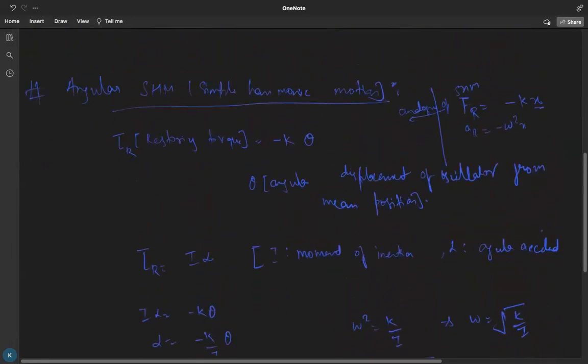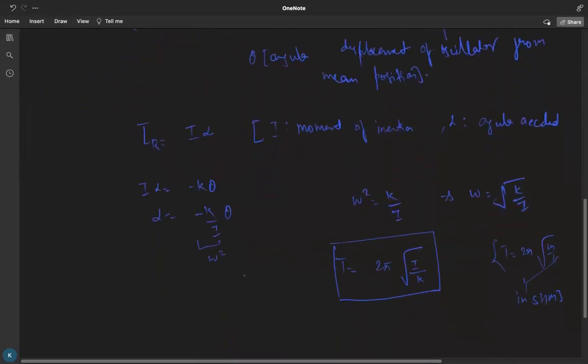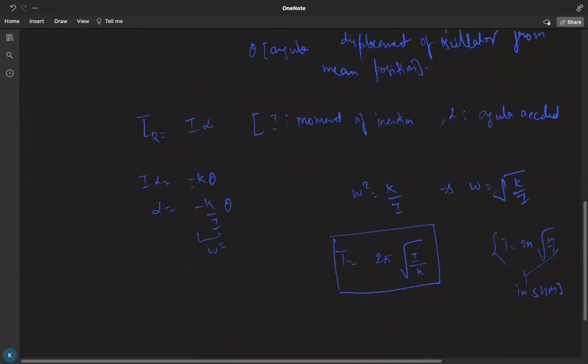And the same thing I do here, because we have to do mass into acceleration and get the relation between acceleration and the displacement from the mean position. So the same thing I'm doing here. a is equal to minus omega square x. And here I alpha is equal to minus k theta. I is our moment of inertia, and we get the relation between angular acceleration and angular displacement. So here omega square is equal to k by I. We all know that the time period is 2 pi by omega. So our time period is 2 pi root under I by k.